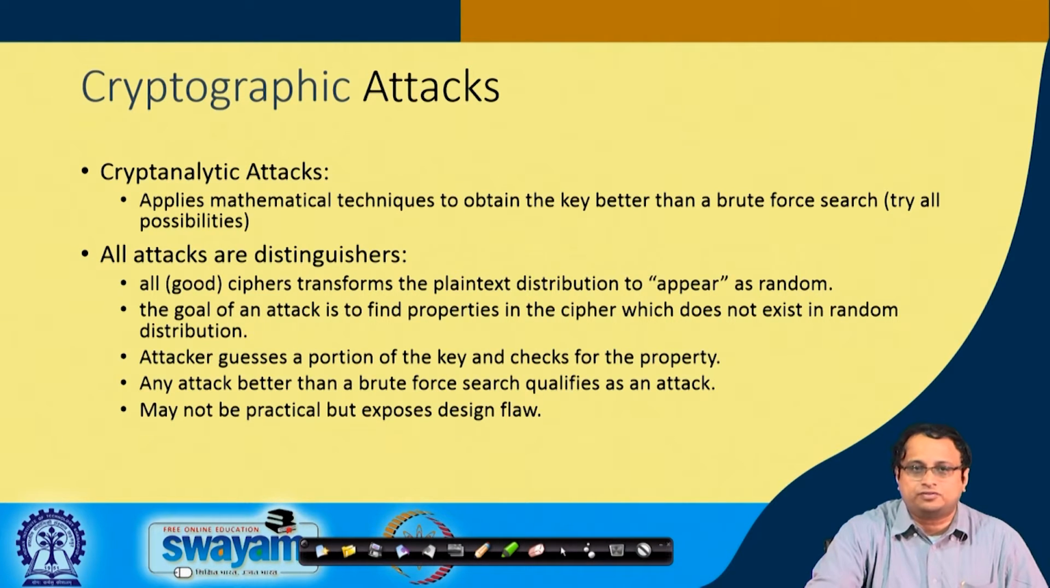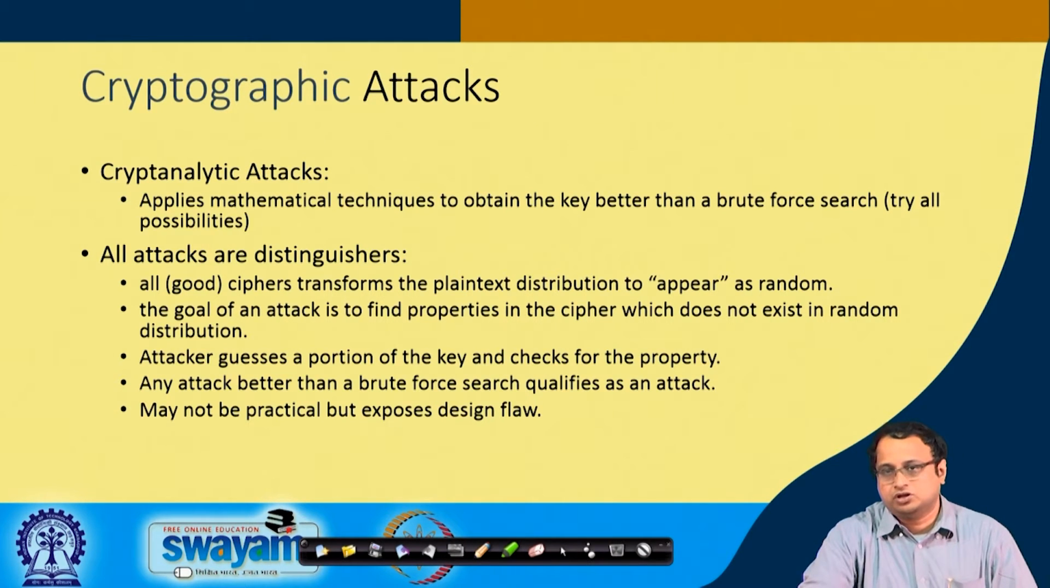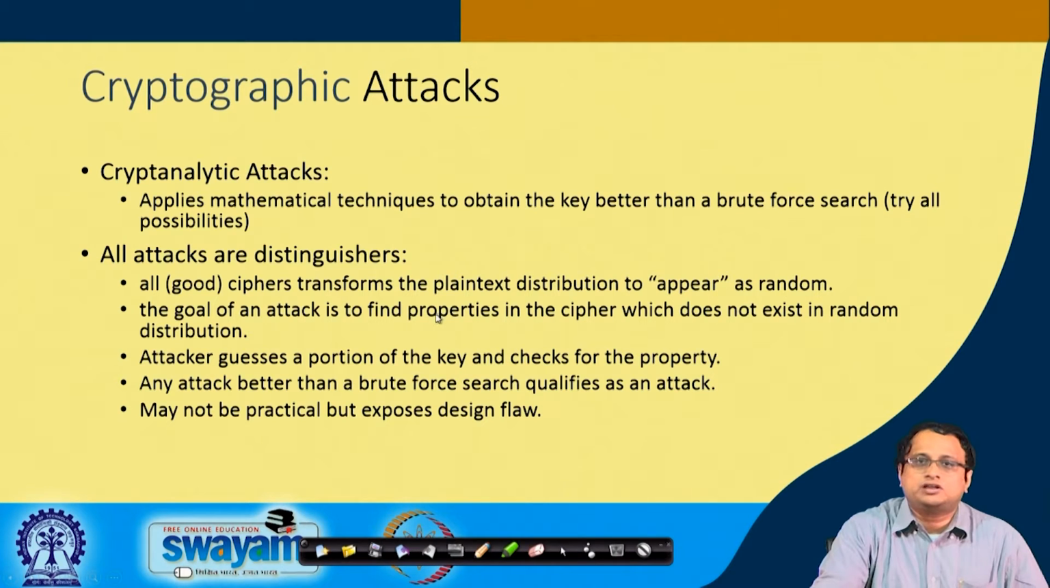So, if the attacker is able to find a property which is distinctly different from a random distribution, then that portion of the key gets explored. And if you can do it in a divide and conquer manner, then you essentially have an efficient key retrieval process, which is better than a brute force search. So, the objective of the designer is to ensure that our designs are not amenable to such better than brute force search attacks, and are therefore resistant against them.